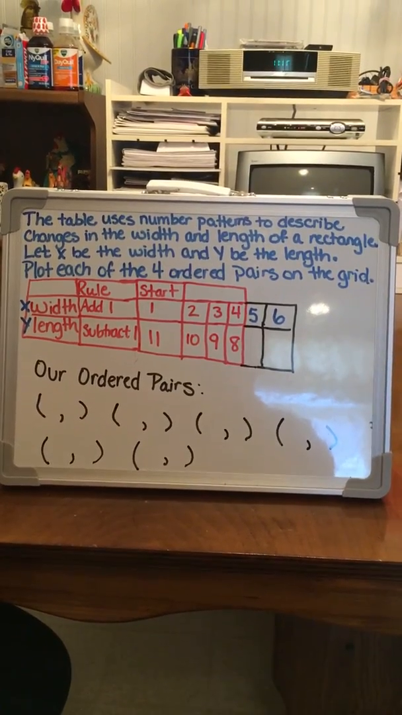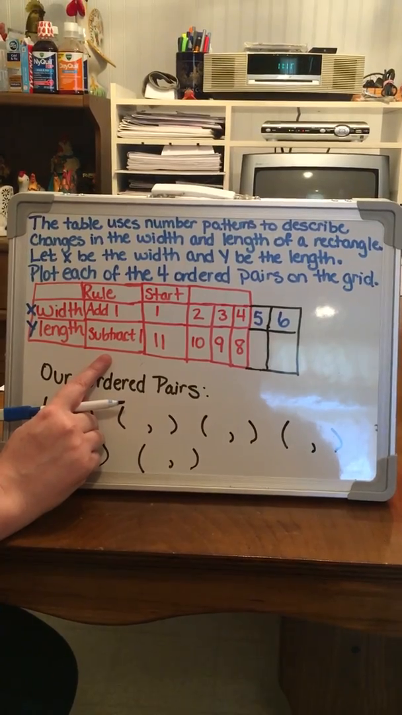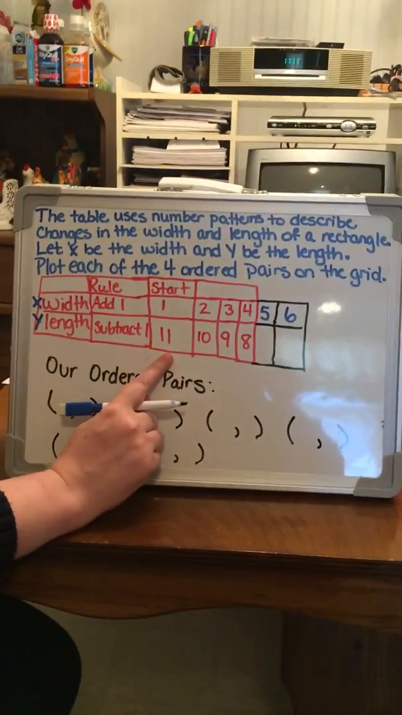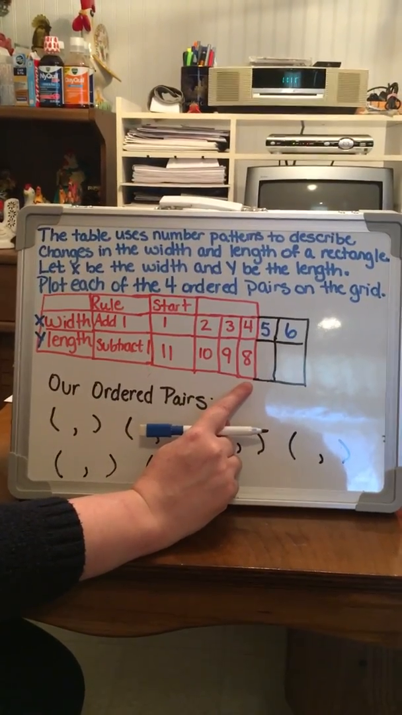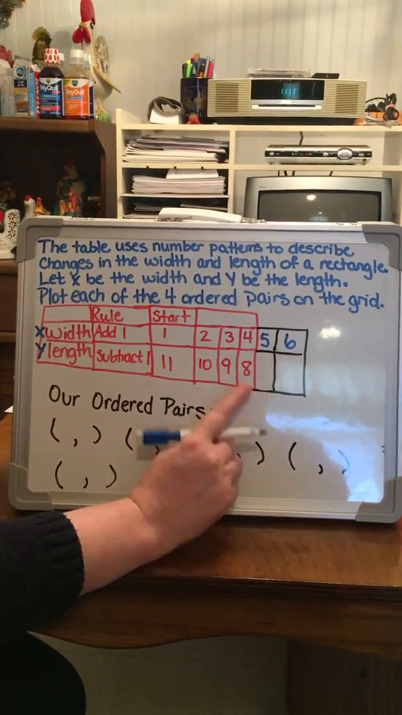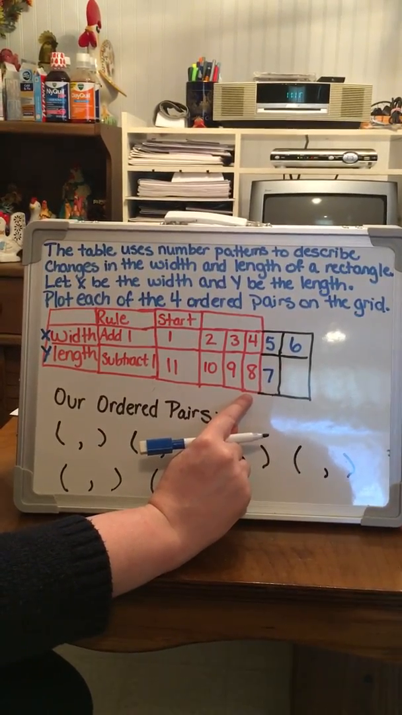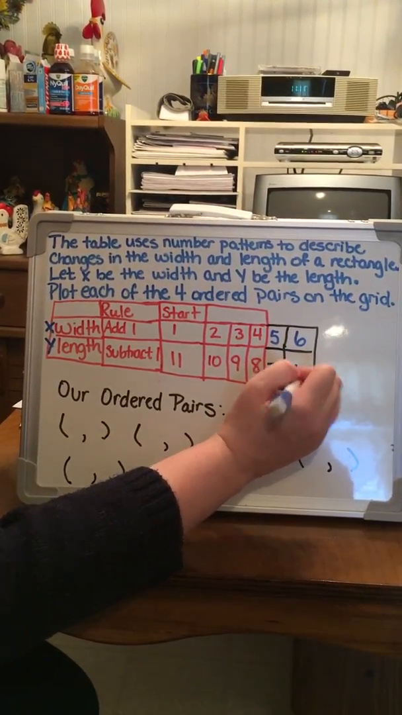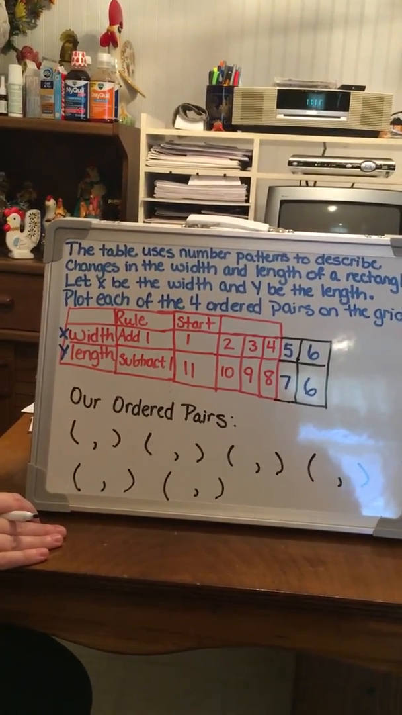that rectangle. The rule for the length is you subtract 1. So they're starting with 11, then they're going to 10, 9, 8. The next one would be 7. And the next one after that would be, you should have said 6. So we can actually create ordered pairs from this with the width and the length.